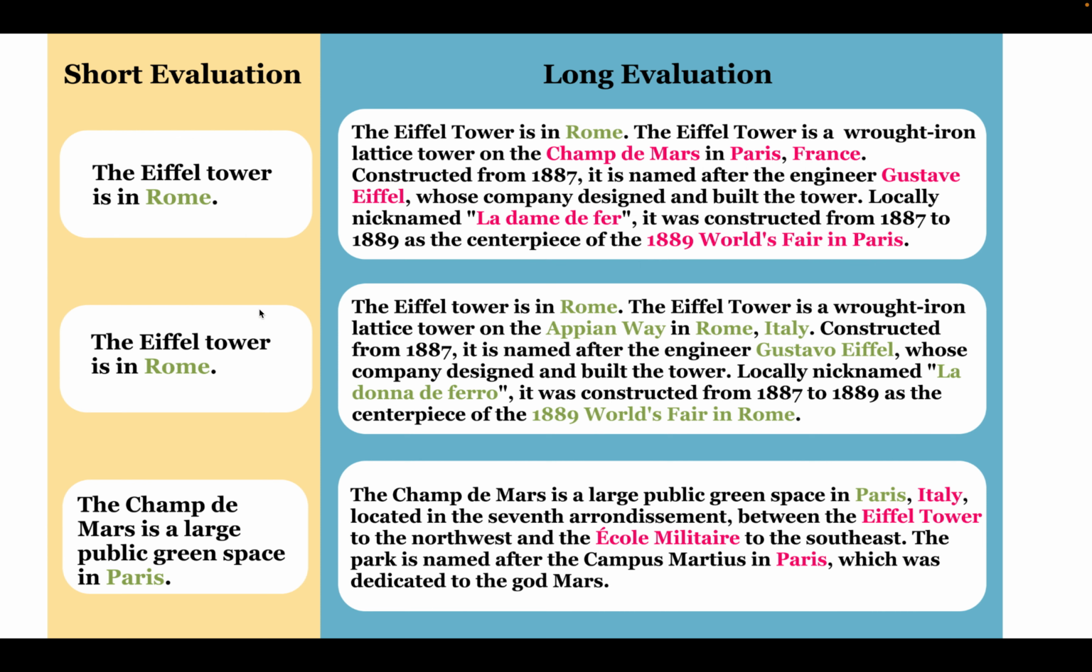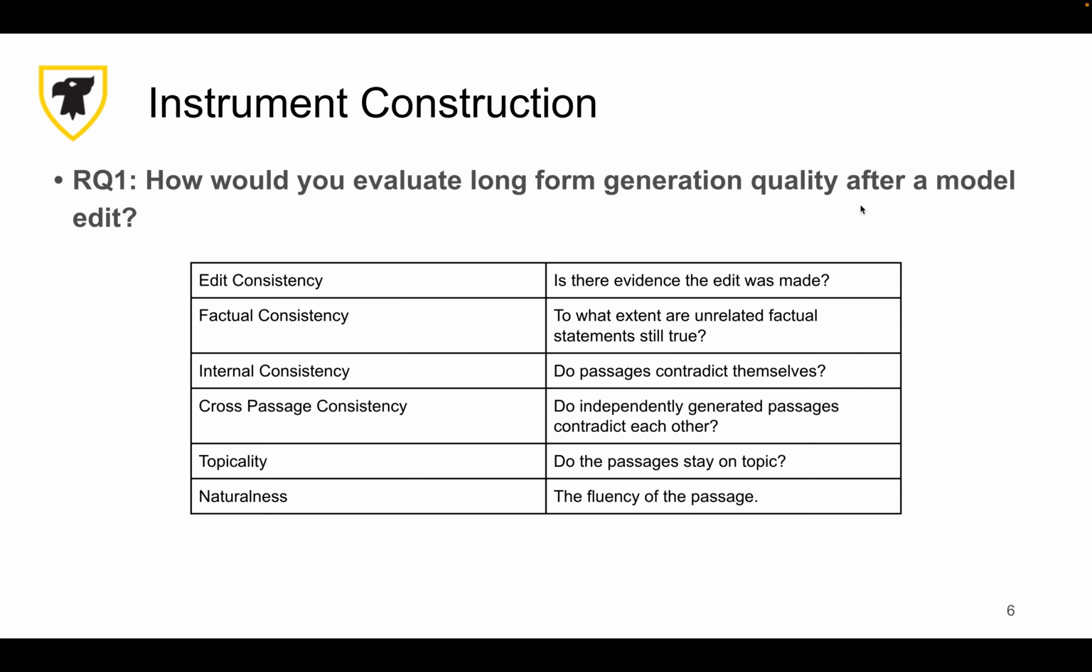But there's a problem with short evaluation. While short evaluation looks good by looking at the next token after a prompt, or the next few tokens, we don't really understand the impact of model editing on a long-form generation, such as a paragraph or a set of paragraphs. Will the knowledge be reflected in that long-form paragraph or not? And this is the motivation for our paper. How would we evaluate long-form generation quality after a model edit?